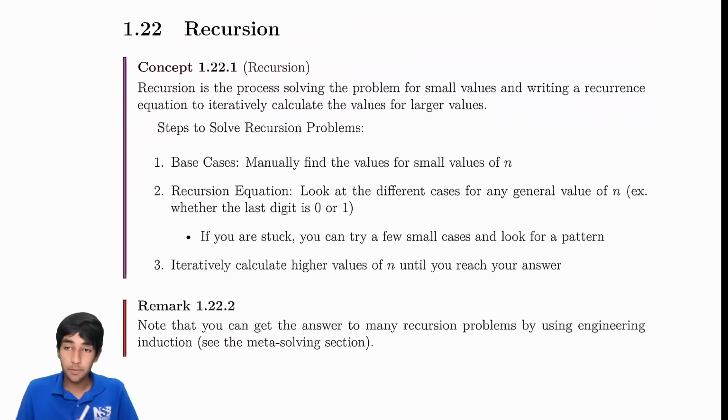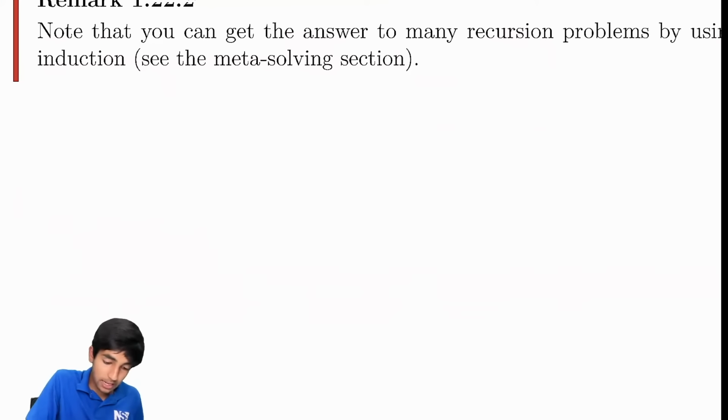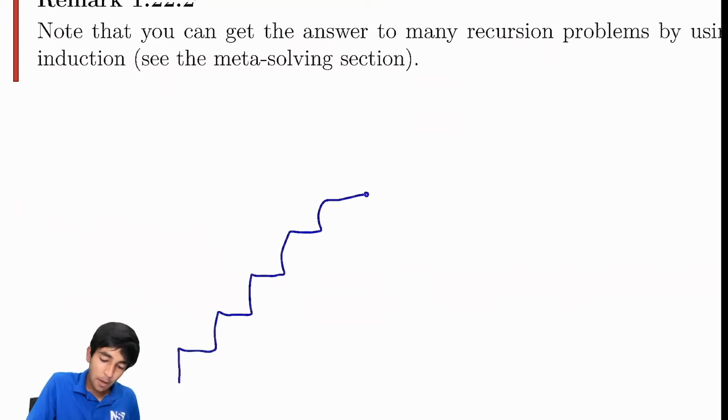Okay, now recursion. Recursion is a process of solving for small values and then writing a recursive equation. You're going up. A very standard example of this is, let's say you have a stair with a bunch of steps, and you're trying to find how many ways can the person go from the bottom stair to, let's say, the 7th stair.